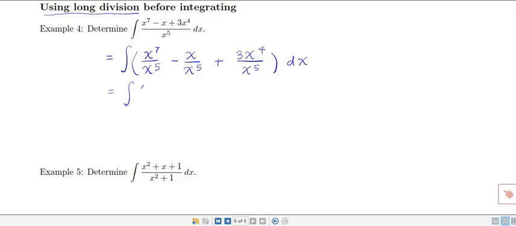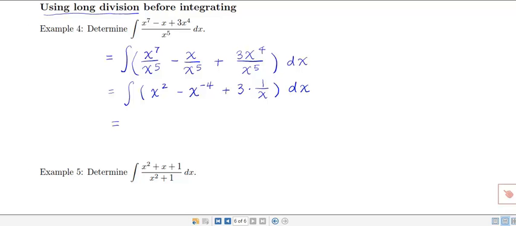Now we simplify and rewrite everything in power form. x^7 divided by x^5 gives x squared, minus x divided by x^5 gives x to the -4th power, plus 3 times 1 over x. And we want to keep it as 1 over x because the antiderivative doesn't follow the power rule.